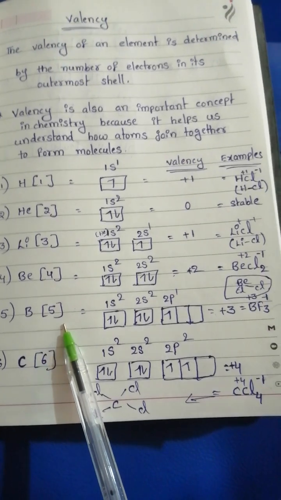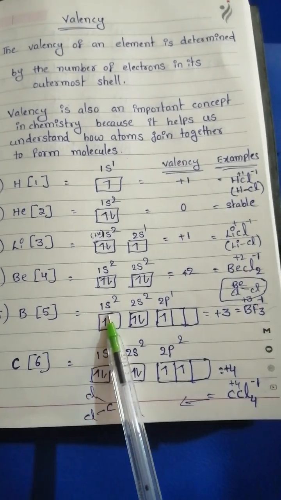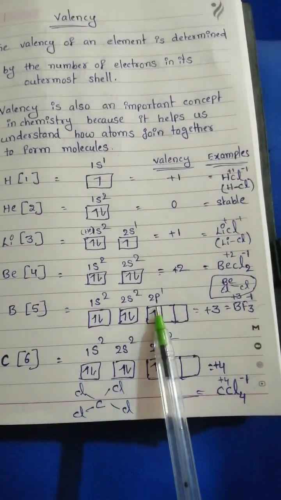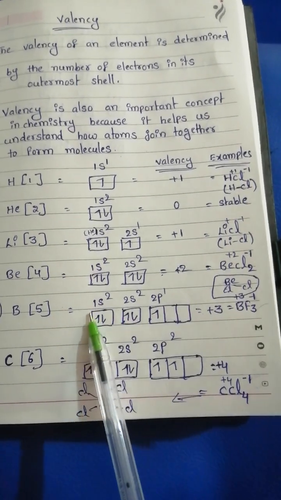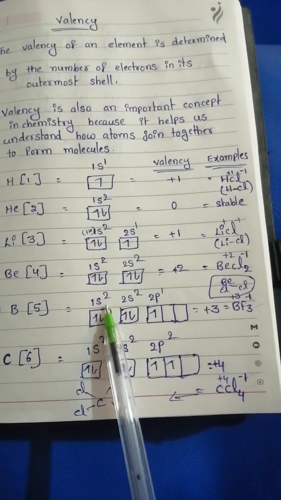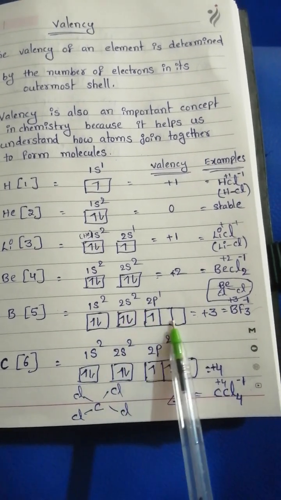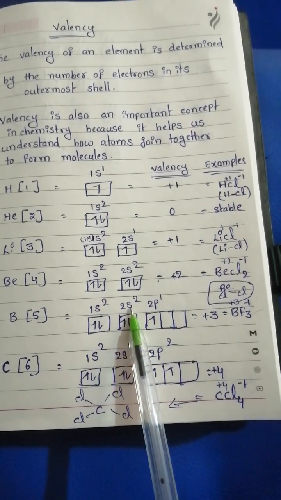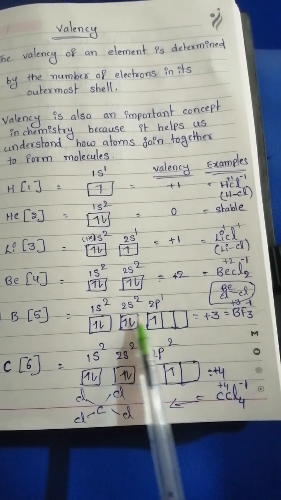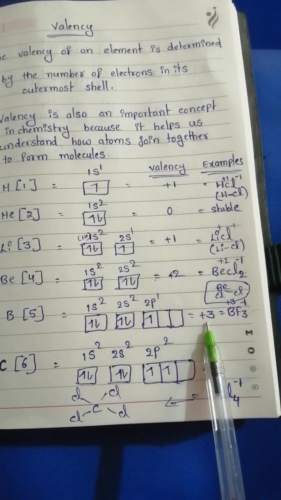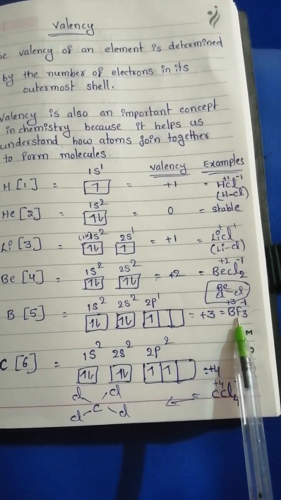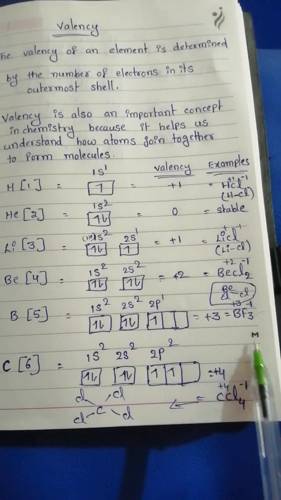Next, boron. Boron's atomic number is 5 and its electron configuration is 1s2, 2s2, 2p1. Here 1s2 represents helium. Then in its outermost shell it has 2 plus 1, total 3 electrons. Its valency is plus 3. For example, boron trifluoride.